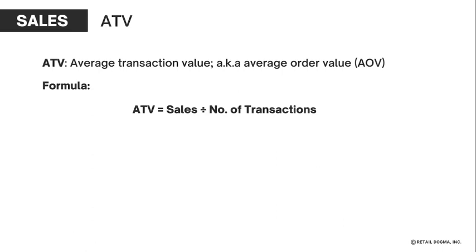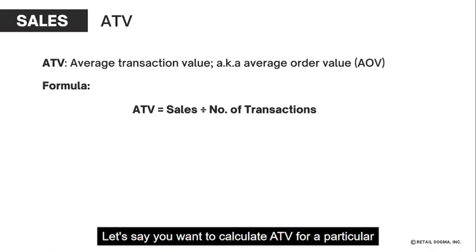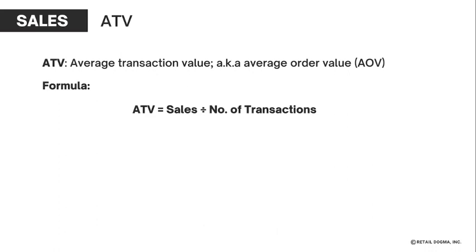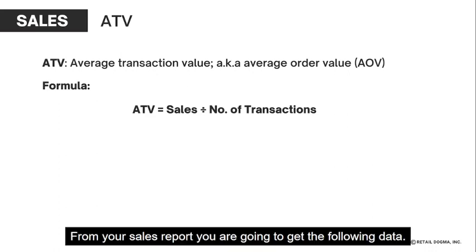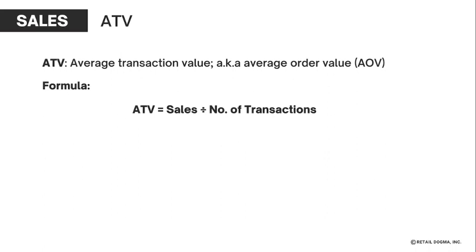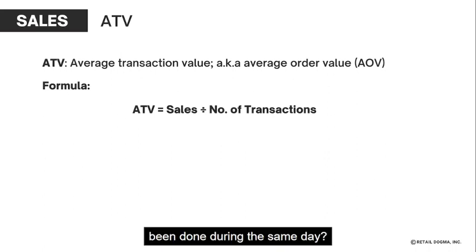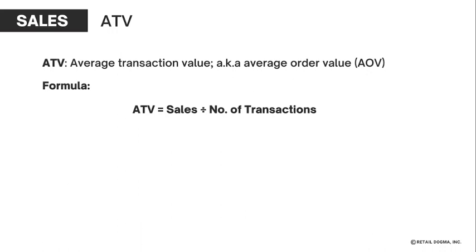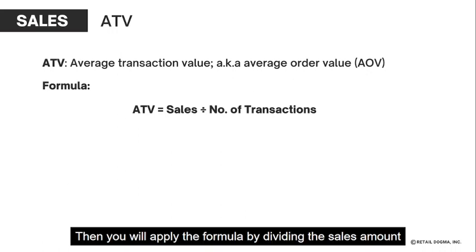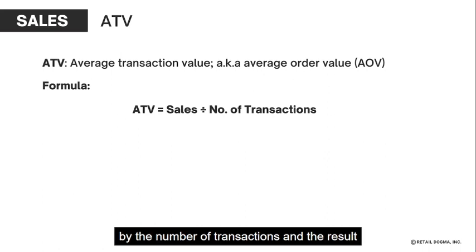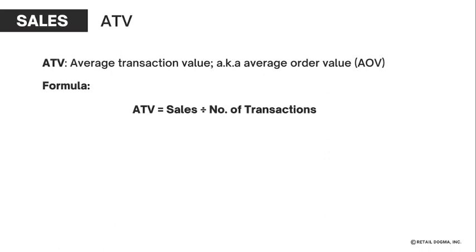For example, let's say you want to calculate ATV for a particular trading day. From your sales report, you are going to get the following data: total sales for this day, and how many transactions have been done during the same day. Then you will apply the formula by dividing the sales amount by the number of transactions, and the result will be the average transaction value.